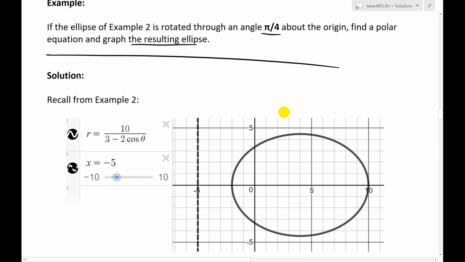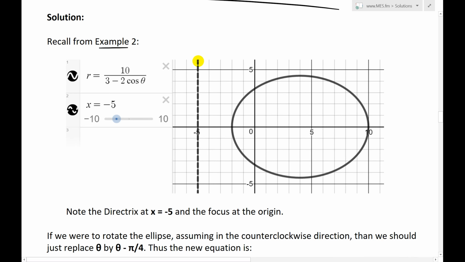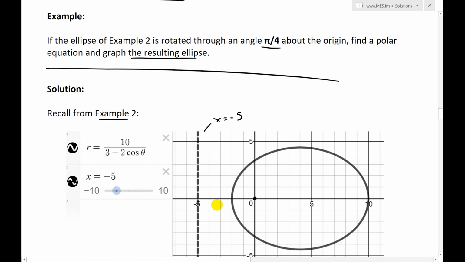Alright, let's look at the solution, but first let's recall from my earlier video on example 2, and I'll put the link in the description below. Basically, we have r equals 10 over 3 minus 2 cosine theta. The directrix is the vertical line x equals -5. Note the directrix at x equals -5, and the focus at the origin, which is one of the foci of the ellipse.